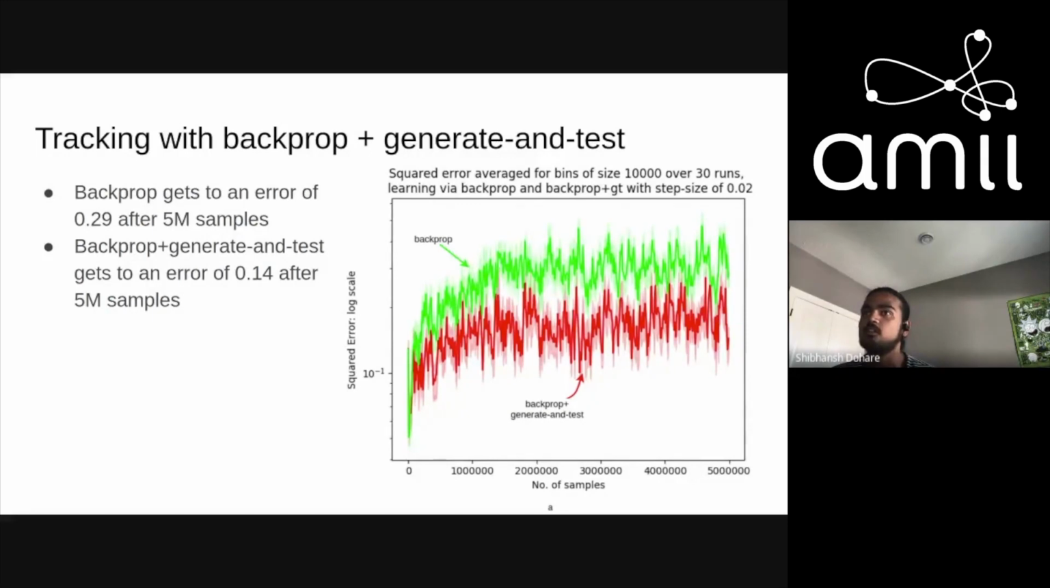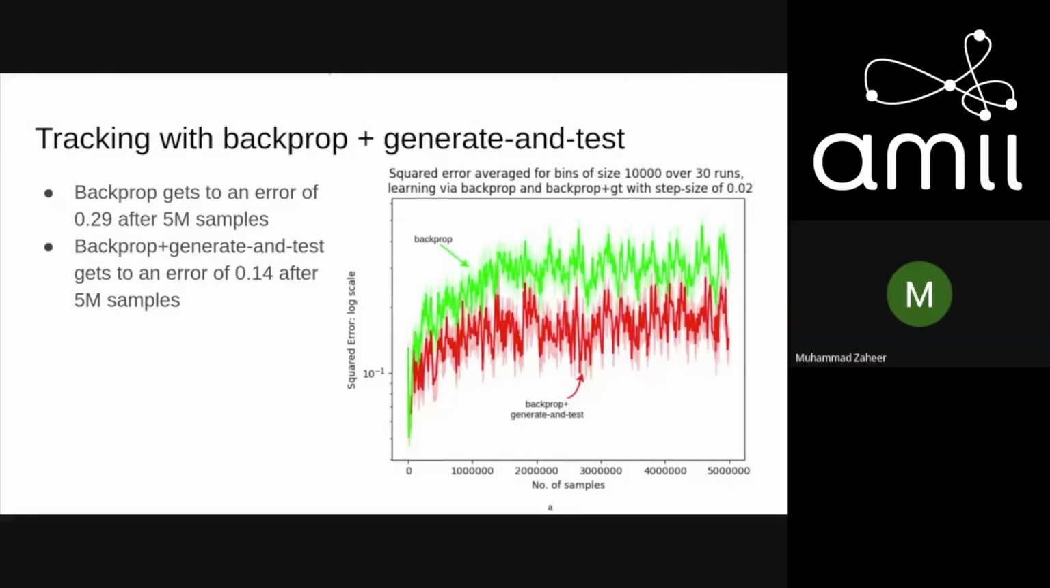This is a plot on the log scale. So as you can see, the performance is significantly improved when we use generate and test with backprop. The final error is around half of the error that we get from backprop. Okay. Are there any questions right now? Okay. So what does the approximator look like in this case?